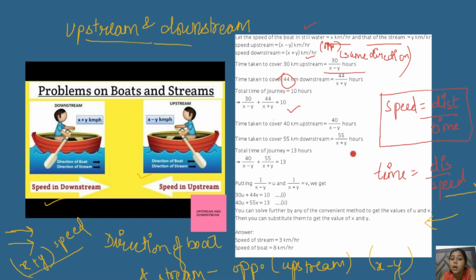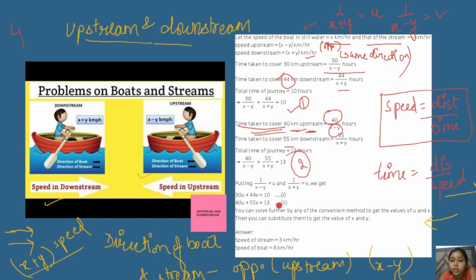But x minus y and x plus y are very difficult to solve subsequently. That is why we put 1 upon x plus y equals u, and 1 upon x minus y equals v, right? In this particular question, the time taken to cover 40 kilometers upstream is 40 upon x minus y, because it is upstream. For 55 kilometers downstream, it is 55 upon x plus y. So these are the two equations we are getting.